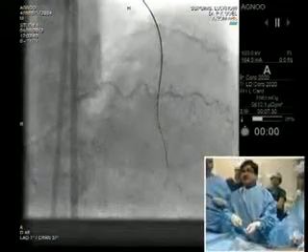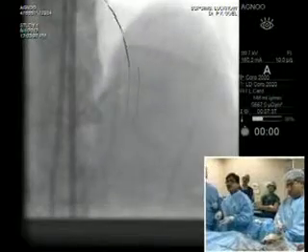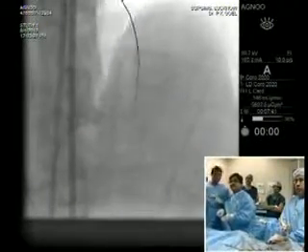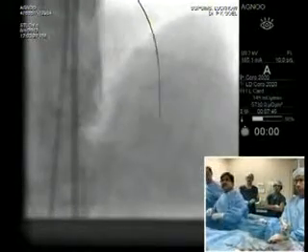Come on, fluoro, please. So I have the dock extended. I am now pulling back the microcatheter, wire.